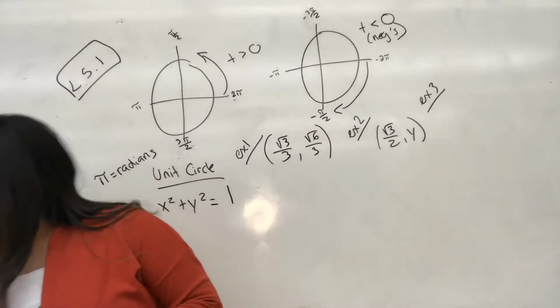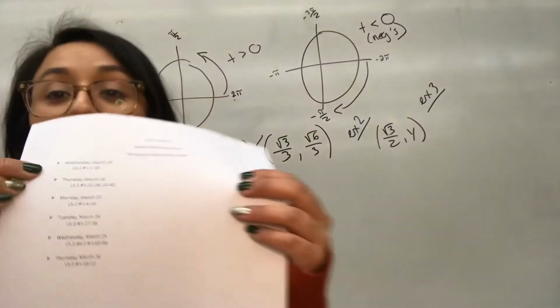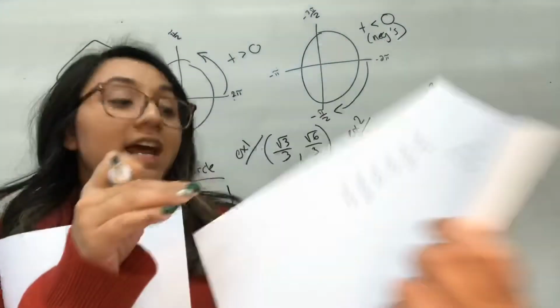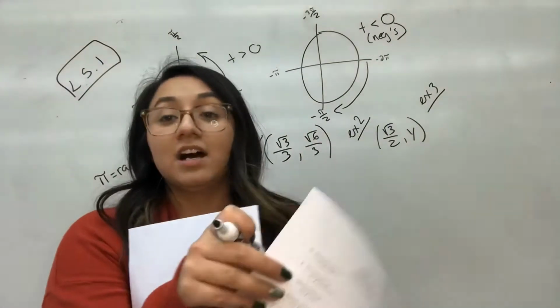Keep in mind, everyone received this worksheet right here. So is this one right there. So make sure you have that. Numbers 1 through 18 of 5.1.